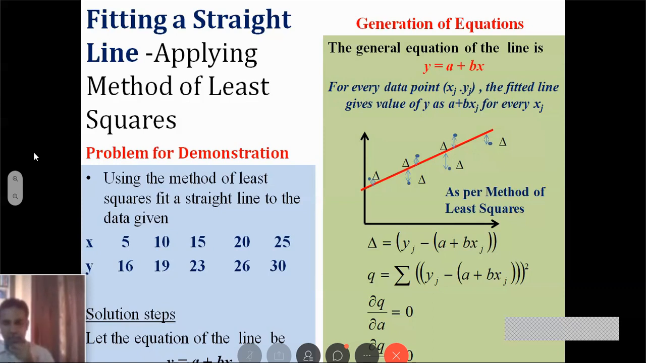The simple equation of a straight line is y equals a plus bx, or mx plus c, which you normally have. Now, if y equals a plus bx is the equation of the line, then for the line to be a best fit, what we need to find is the values of a and b, which will help us tell which is the best straight line that will be satisfied for the particular data. So our objective is to get a and b, substitute them back, and tell this is the equation which will fit best for the given data.